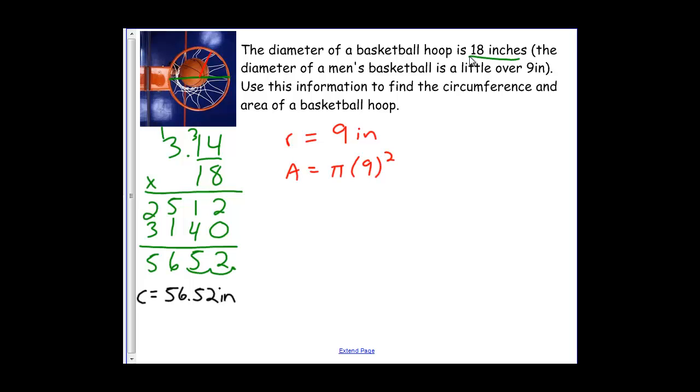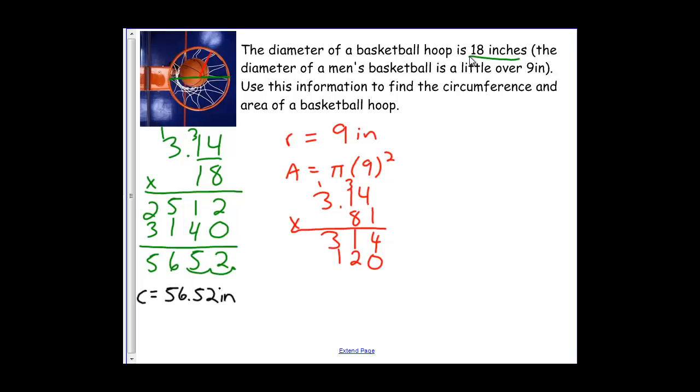Remember the order of operations. You have to square that first before you can multiply. So notice 9 squared is 81. I'm going to multiply that by pi. We'll use 3.14 for pi again. We're going to multiply this by 81 to get our approximation. We see that we're multiplying by the 1 first this time, and then we'll multiply by the 8.